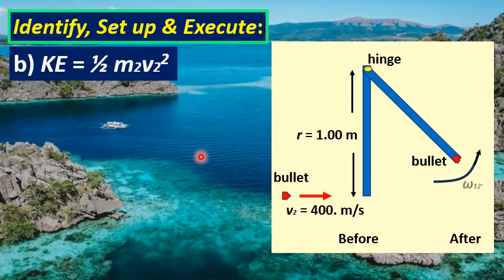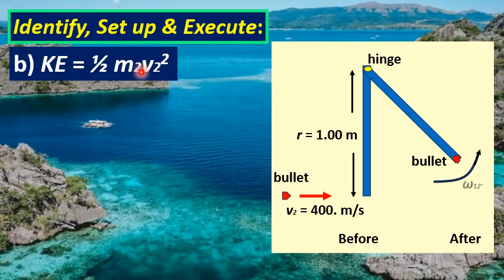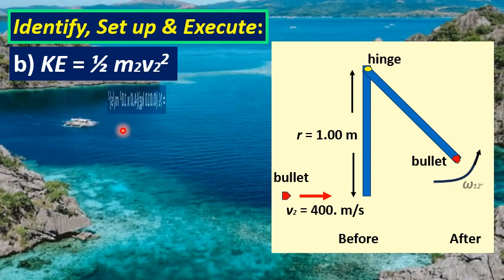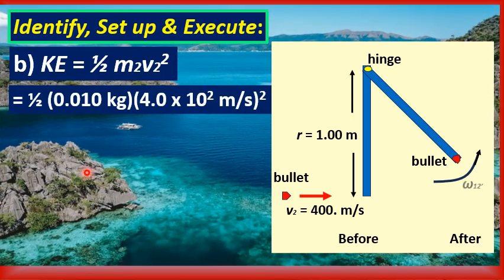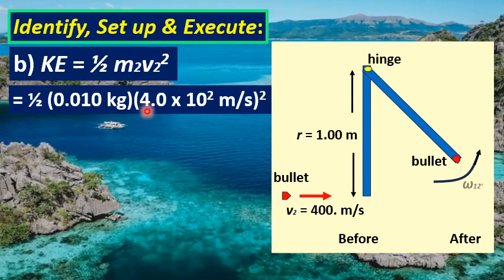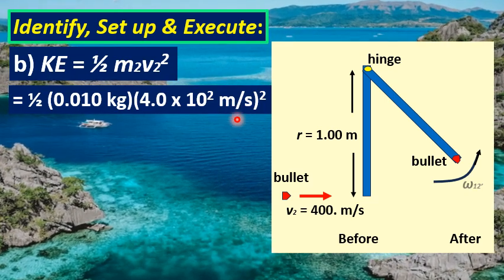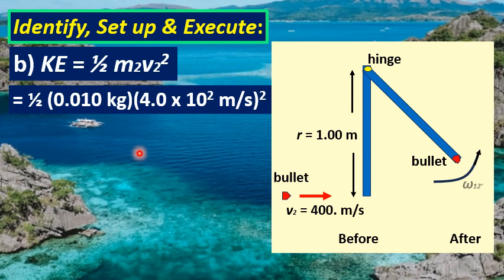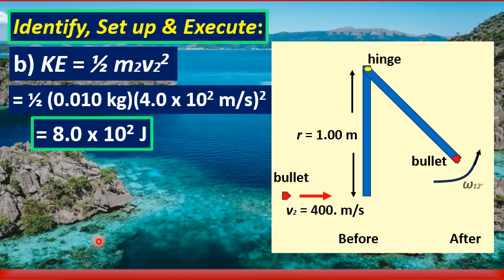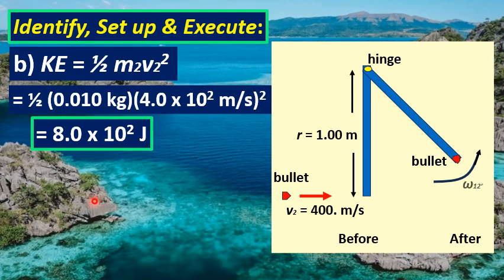For question letter B, we calculate the initial kinetic energy of the bullet, 1/2 m2 v2 squared. That is, KE equals 1/2 times 0.010 kilogram multiplied by the square of 4.0 times 10 to the second power meters per second. Right? So, again, when we do our math, we get the initial kinetic energy of the bullet equal to 8.0 times 10 to the second power joules.